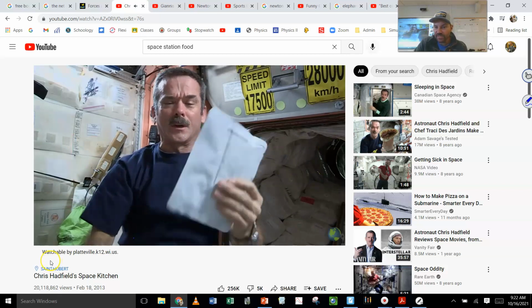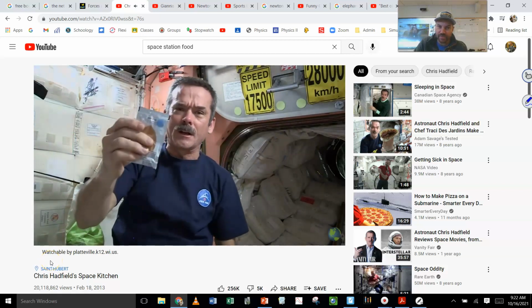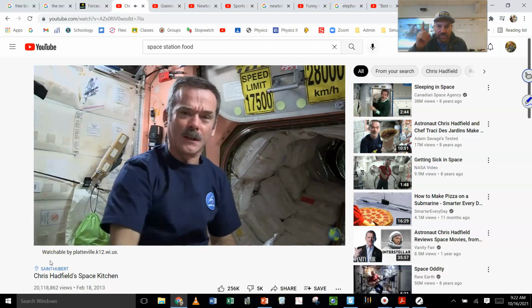Objects in motion stay in motion in a straight line. And you'll see it with this jar of honey right here.